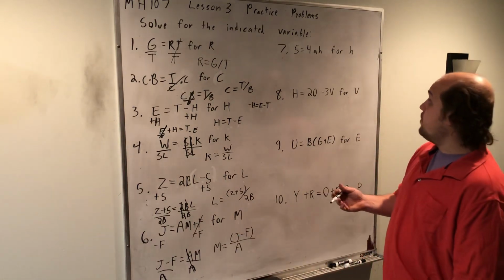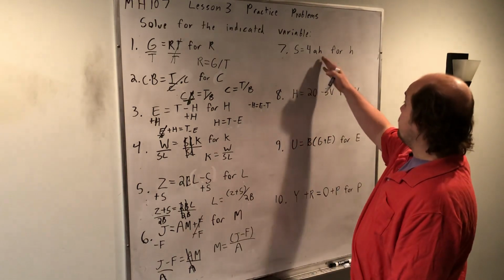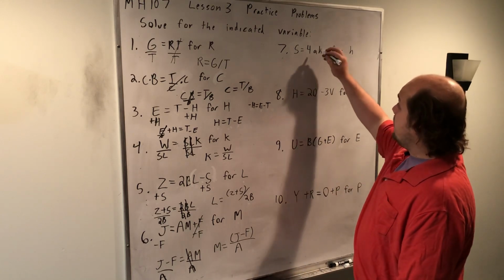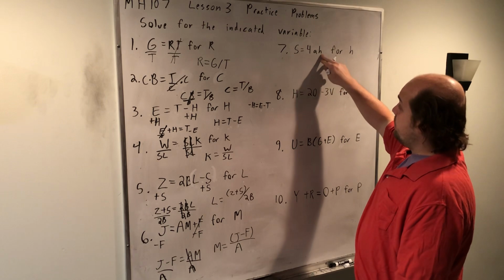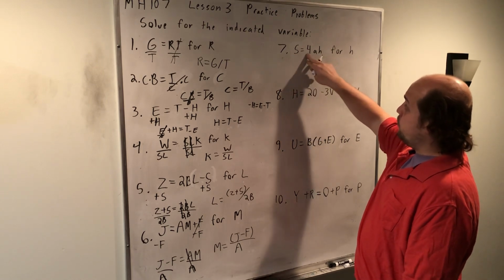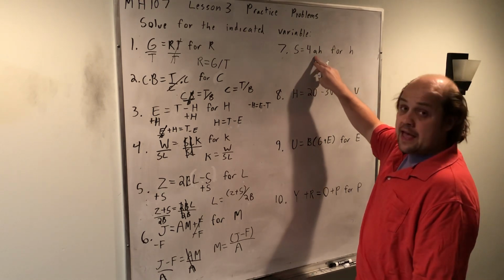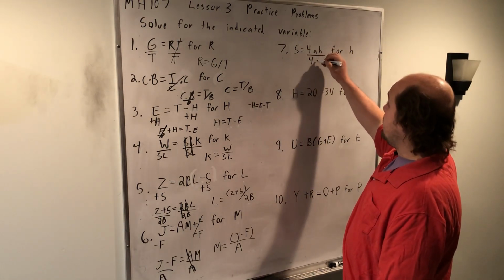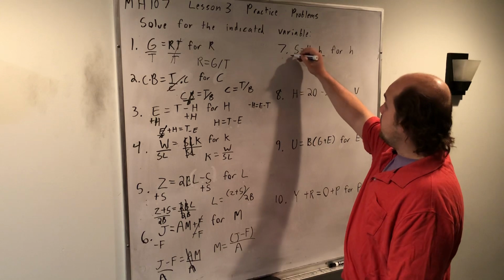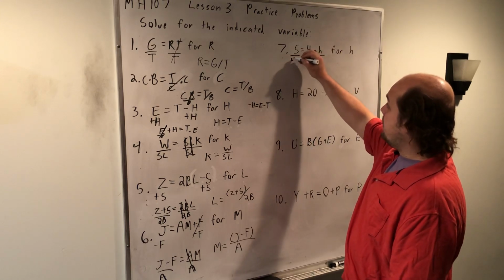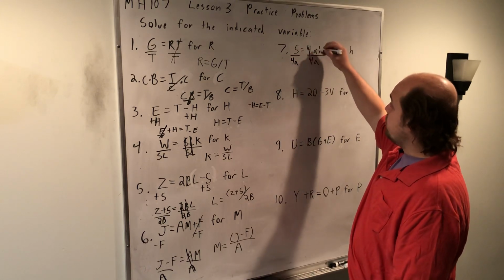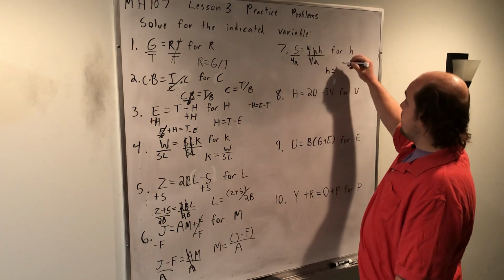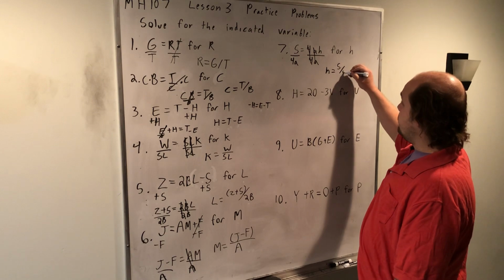In problem 7, we have s equals 4ah, and we're asked to solve it for h. Again, we look at what's happening to h. We find it on this side of the equation, being multiplied by 4 and being multiplied by a. To undo multiplication, we're going to do division. So I'm going to divide by 4a. What I do to the right side, I have to do to the left side. These 4's will go away, these a's will go away, and just leave me with h. On the other side, I'm going to have s divided by 4a.